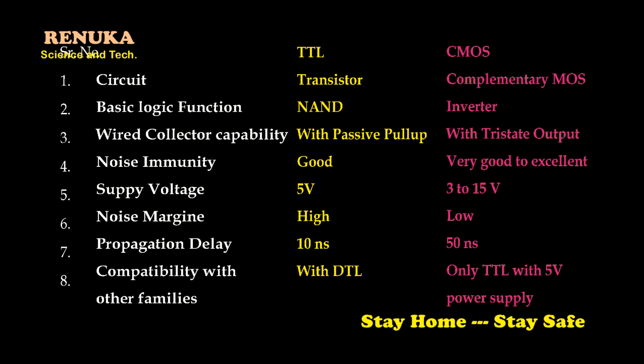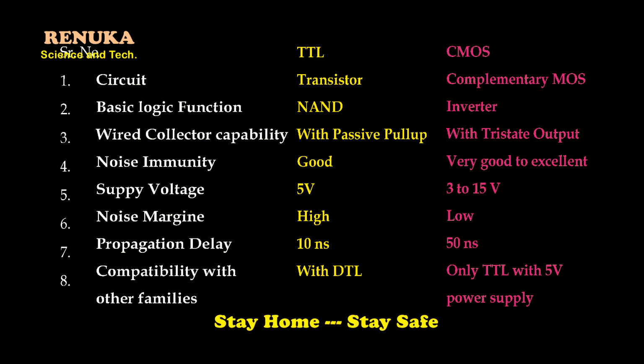And CMOS uses MOSFETs, P-type and N-type MOSFETs, and these MOSFETs are connected in a complementary connection. So the basic circuit is complementary MOSFETs in CMOS. The second parameter is the basic logic function. The TTL gate uses a NAND gate as the basic logic function to construct the remaining gates, while in CMOS, the inverter is the basic function used to construct the remaining gates. The third comparison is wired collector capability.